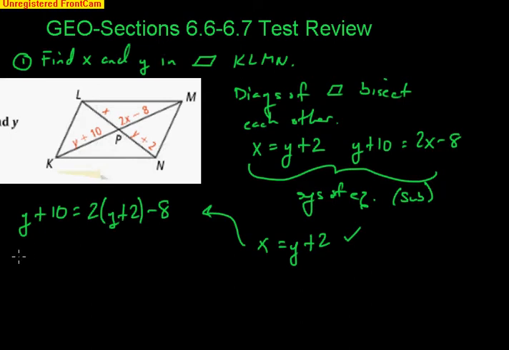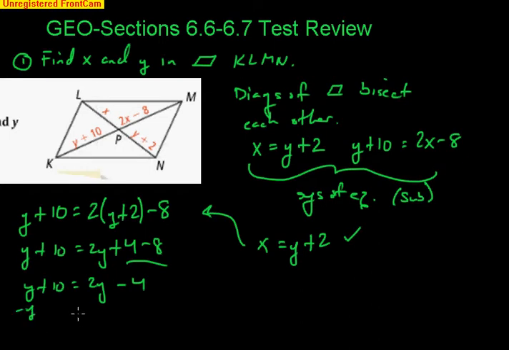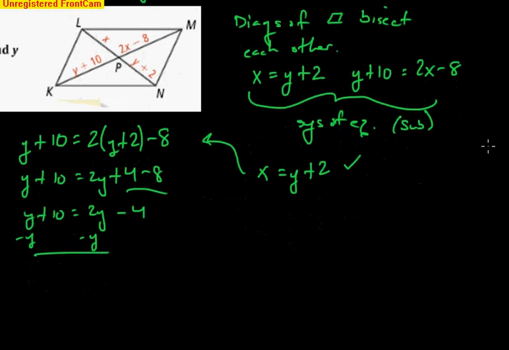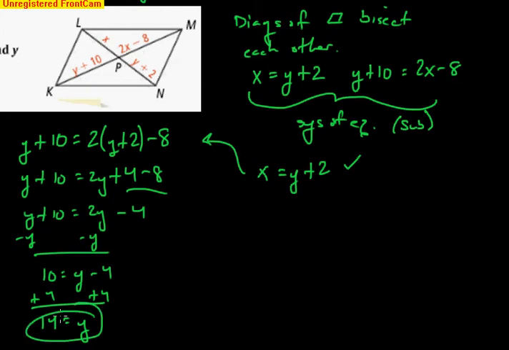And now we'll solve this. I'll distribute the 2. Y plus 10 equals 2y plus 4 minus 8. I'll simplify: y plus 10 equals 2y minus 4. Let's subtract y from both sides. That gives me 10 equals y minus 4, and then I'll add 4 to both sides. And y comes out to be 14.